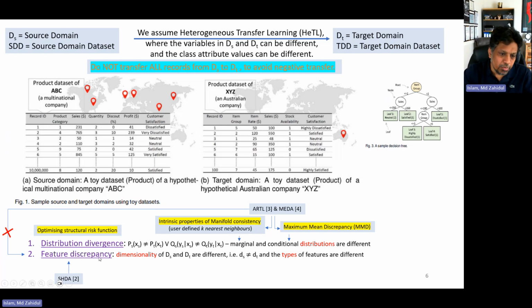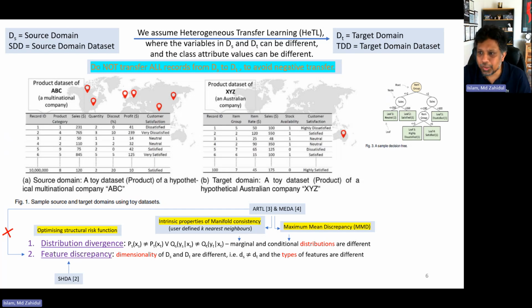And then there can be feature discrepancy as well. Feature discrepancy means that the number of attributes can be different and the attribute types can also be different. Now, existing techniques generally handle one or the other. For example, ARTL and MEDA, these two existing techniques, take care of distribution divergence, but they do not take care of the feature discrepancy, whereas another existing technique, SHDA, takes care of feature discrepancy, but not so much distribution divergence. In this paper, we want to take care of all of them.